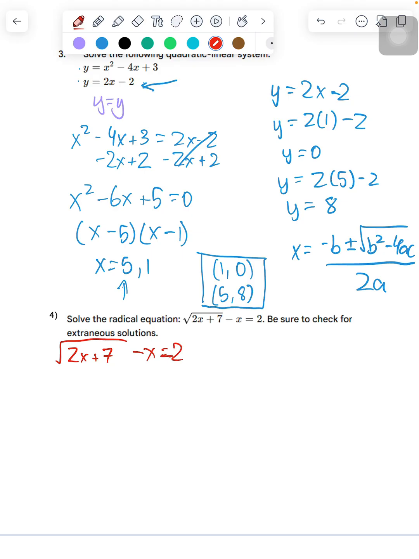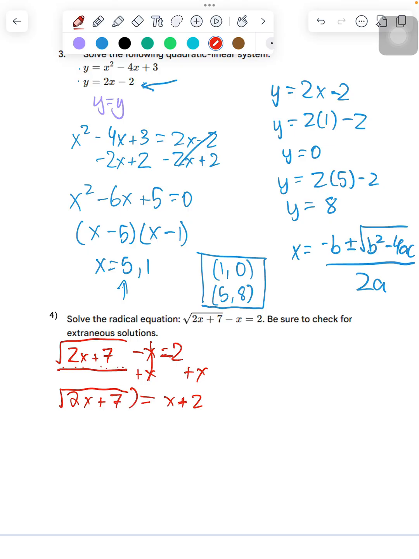I want this radical part by itself, so when I square it, it'll go away. I'm going to add x to both sides. So I'm going to get the square root of 2x plus 7 equals, the x cancels out, x plus 2. So far so good. I just moved the x over to this side.